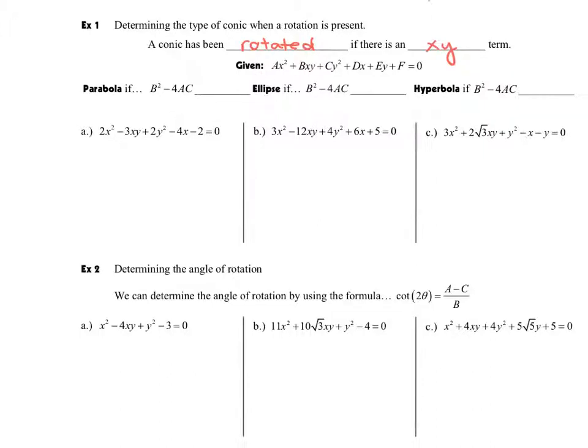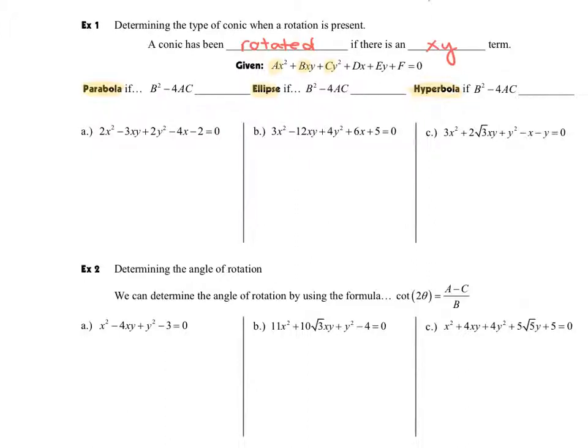So what we would do is we are going to identify this A, B, and C. So there'll be an A, a B, and a C. The A will always be in front of the x squared, the B will be in front of the xy, and C will be the coefficient on the y squared. We're going to find those values, and then we're going to calculate these discriminants, okay? And we'll be able to tell if it's a parabola, an ellipse, or a hyperbola based on that discriminant.